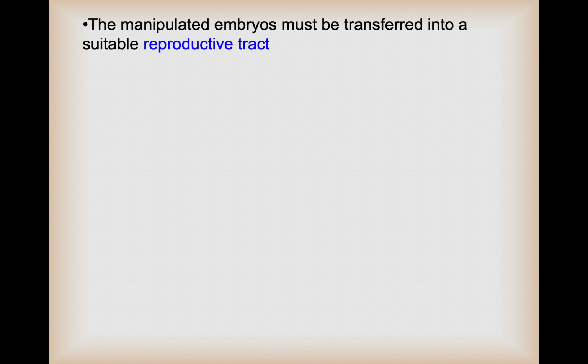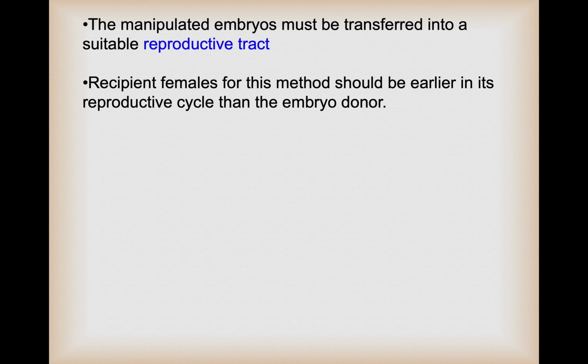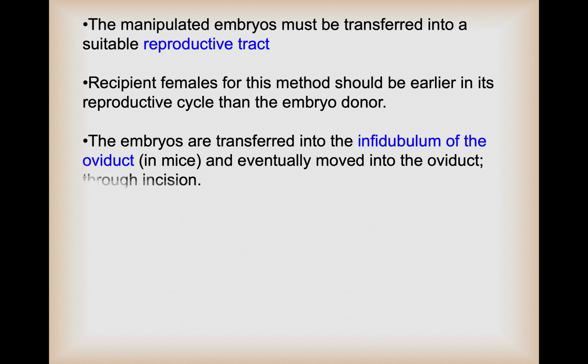Alright, so the manipulated embryos must be transferred into a suitable reproductive tract, and not just any part, or you cannot just deliver it in vivo and whatnot. The recipient female for this method is recommended to be earlier in its reproductive cycle than the embryo donor to facilitate the pregnancy. The embryos are then transferred into the infundibulum of the oviduct in mice, and of course eventually move to the oviduct, through incision, through surgery. And this infundibulum is very similar to a human fallopian tube. I have the picture in the next slide.